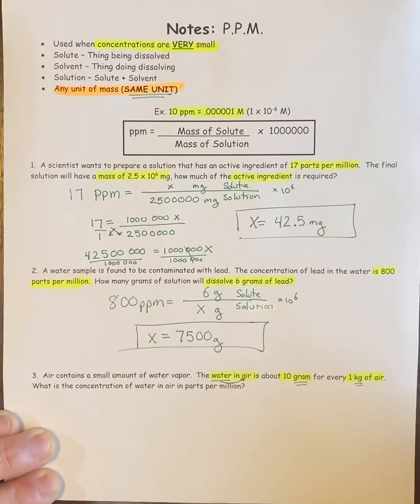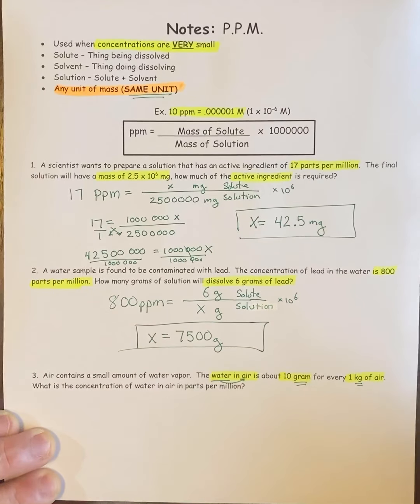In this case, I have 10 grams and 1 kilogram is 1,000 grams. I'm just going to convert. When we solve for this, we end up getting 10,000 parts per million, not PPP. I don't even know what that is. And there is all 3 problems.